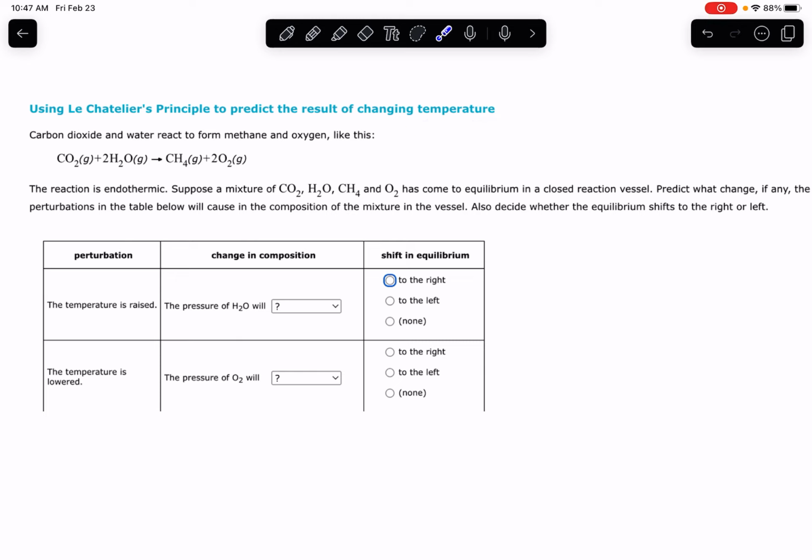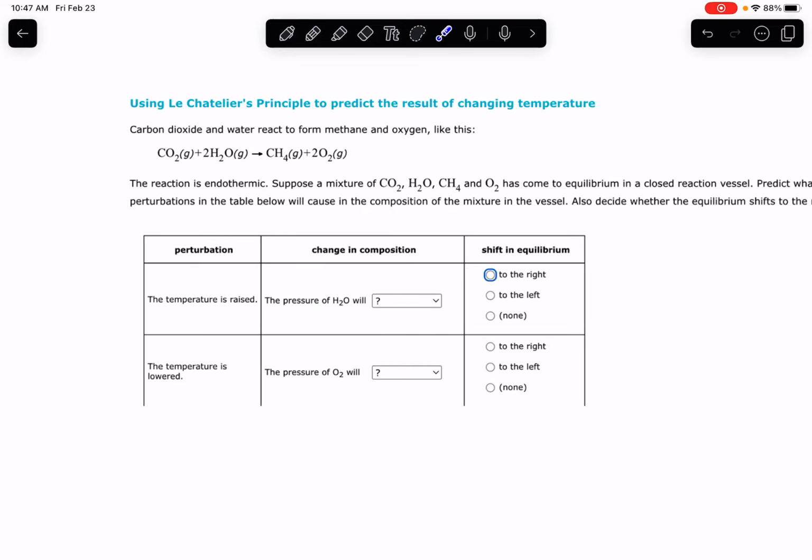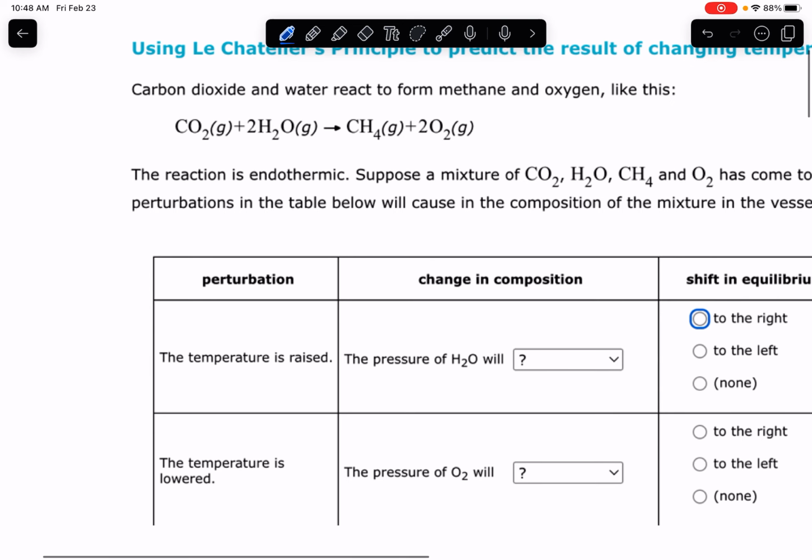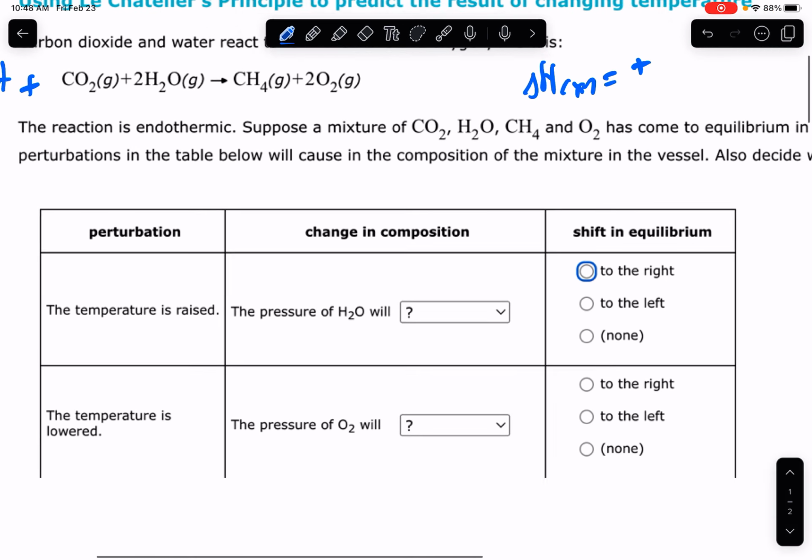So one of the biggest things we look for in problems like this whenever we're changing temperature is what type of reaction we're dealing with. And this is an endothermic reaction. Now, why is that a big deal? Well, if we have an endothermic reaction, what that means is that we are dealing with heat being on the reactant side. That's the way to think of it. So anytime you have a change in H for a reaction that is a positive value, it's the same as having heat over here. Now, why does that matter?